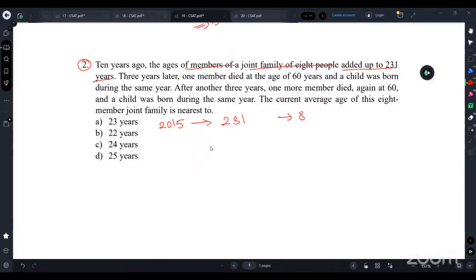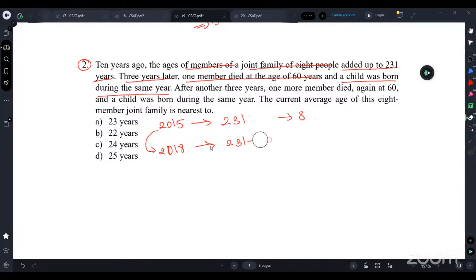Now what is happening? 3 years later, one member died at the age of 60 years. So 3 years later, that is 2018, one member died at the age of 60 years. So the summation will be 231 minus 60. And a child was born during the same year. But in 3 years, what will happen? The ages of the other members will also increase, right?